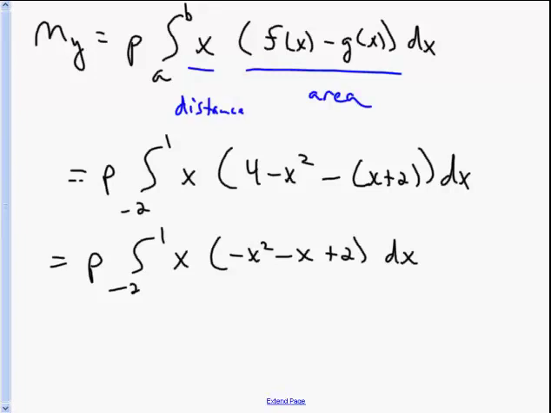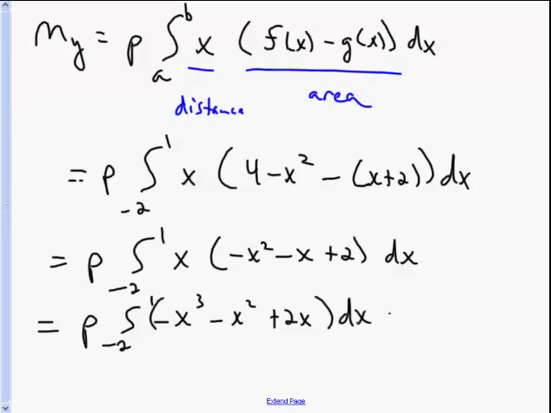And so we can multiply by x, and we get rho times the integral from negative 2 to 1 of negative x to the third minus x squared plus 2x, all that dx. And then again, go through and integrate each one of those terms. If you do that, you get that the moment about the y-axis is negative 9 fourths times rho.